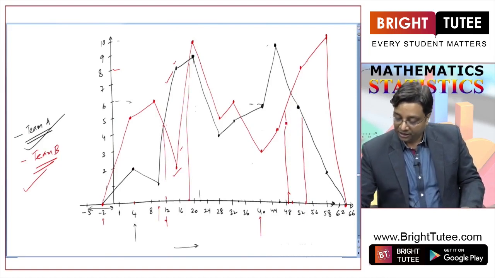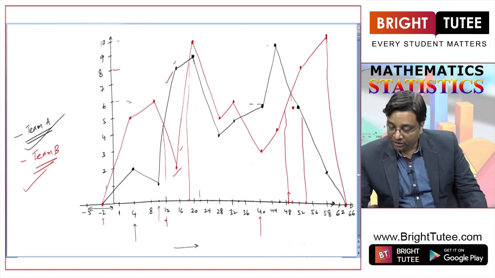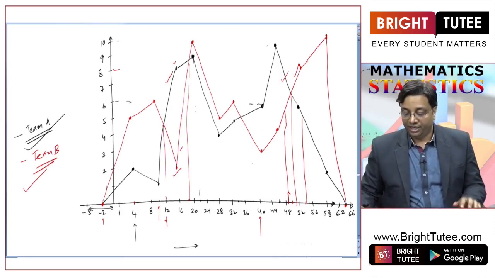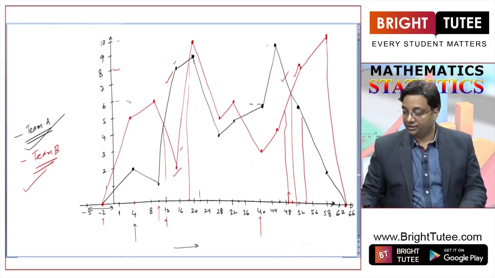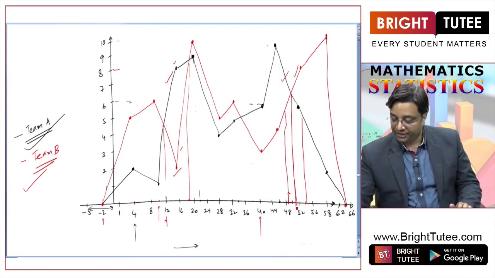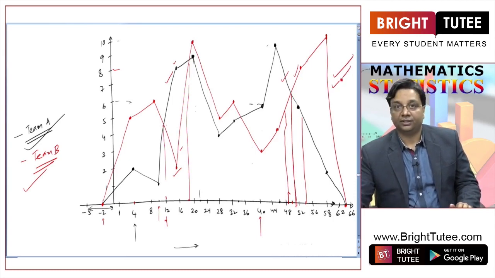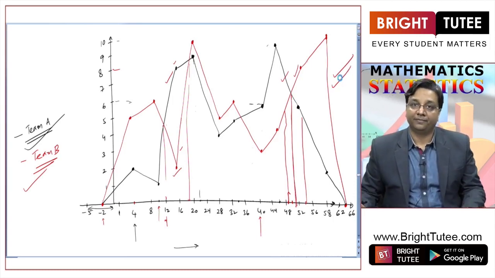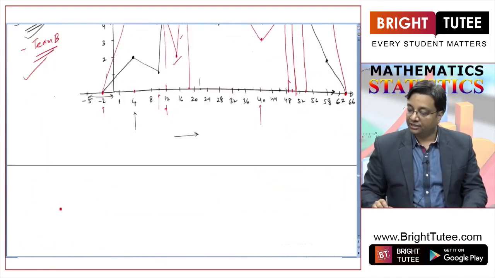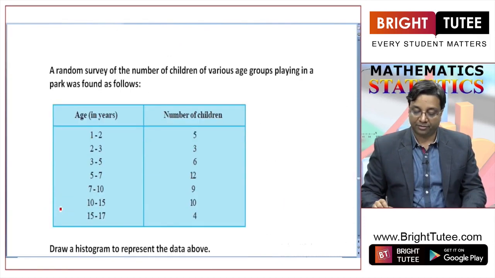Again, you cannot comment, because between 48 to roughly 50, the performance of team A was better, and between 50th to 54th ball, team B was performing better, right? So you can make your conclusions depending on these data points, right? After 50th ball, roughly the team B performed better because its graph is above the graph of team A. Okay, so this is the use of drawing the graphs simultaneously on a single graph paper.